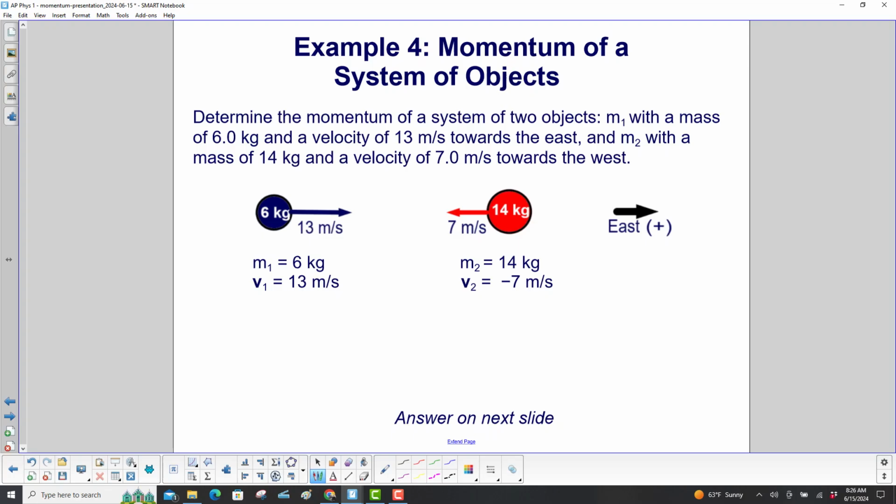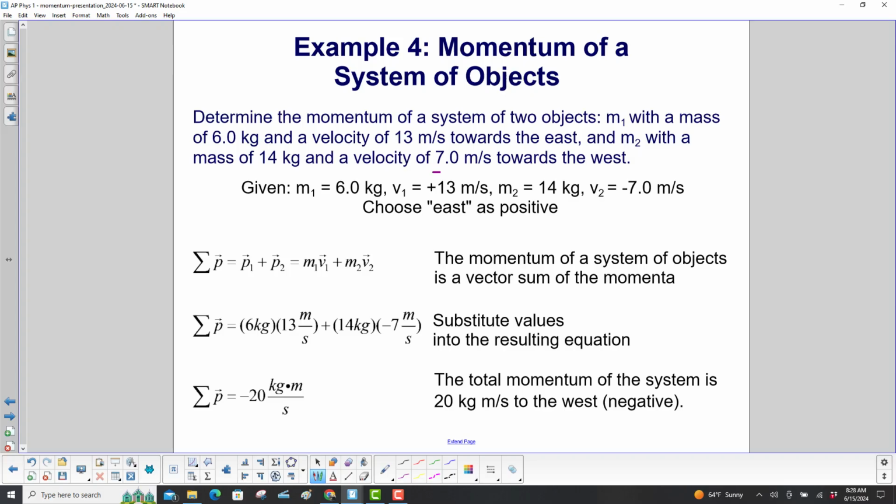Determine the momentum of a system of two objects. M1 with a mass of 6 kilograms and a velocity of 13 meters per second towards the east, and M2 with a mass of 14 kilograms and a velocity of 7 meters per second towards the west. We'll choose east as positive, which means west will be negative. So down here, maybe you've noticed that the velocity is in bold because we turn it into a vector here. Since V1 is to the right, that will be a positive 13 meters per second. Since V2 is to the left, that's a negative 7 meters per second.